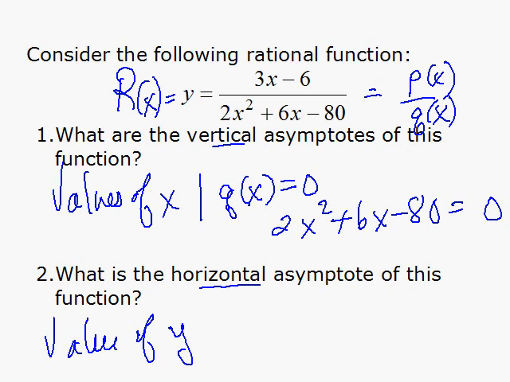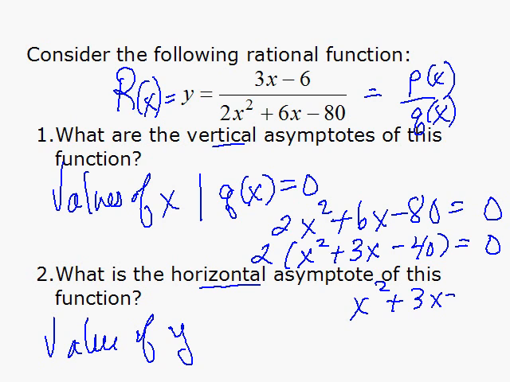The 2 in here makes things a little bit tougher, but look, you can factor it out. So if I factor out the 2, I have x squared plus 3x minus 40 equals 0. The 2 can be divided, and if we divide both sides by 2, we get this. X squared plus 3x minus 40 equals 0. Can this be factored? Yes, it can be factored. And once it's factored, you'll have two values of x. Those values are the vertical asymptotes of that function.